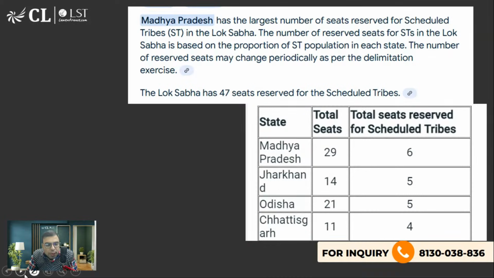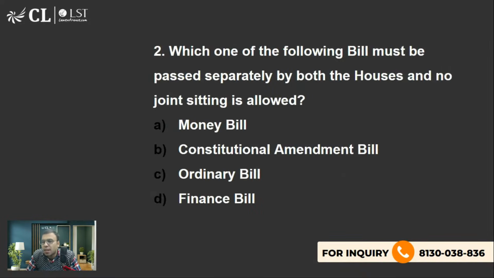So based on population, Madhya Pradesh has the highest number of Scheduled Tribe reservation, right? So it is actually in proportion to the population. So 6 seats are reserved in Lok Sabha. Let's move on to the next one, and please read the question and answer me.